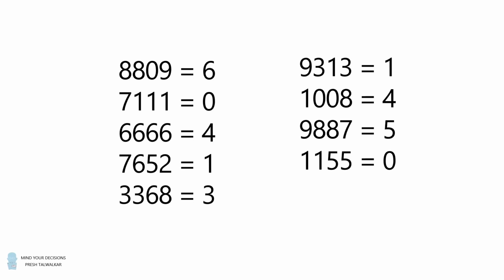9313 is equal to 1. 1008 is equal to 4. 9887 is equal to 5. And 1155 is equal to 0. Based on this pattern, what is 2021 equal to?